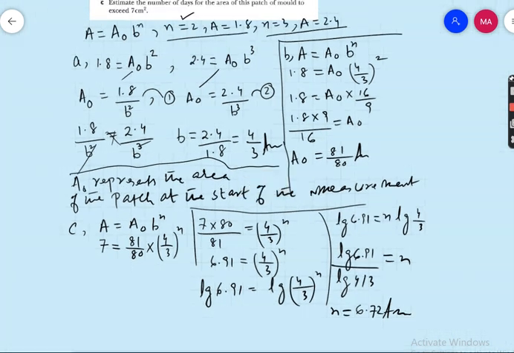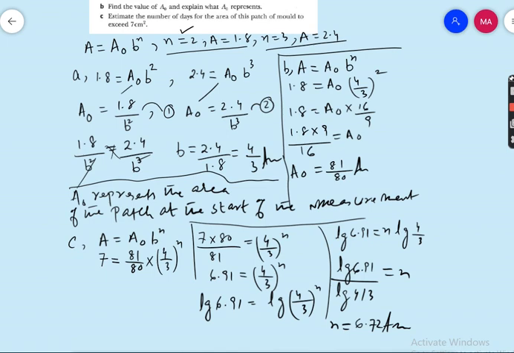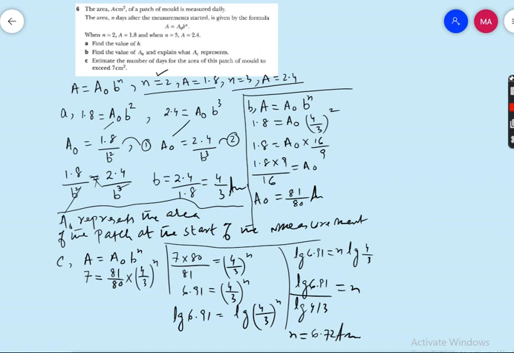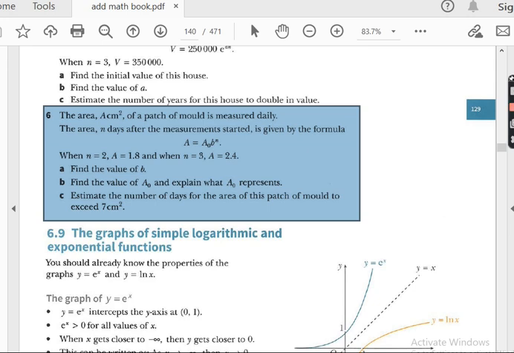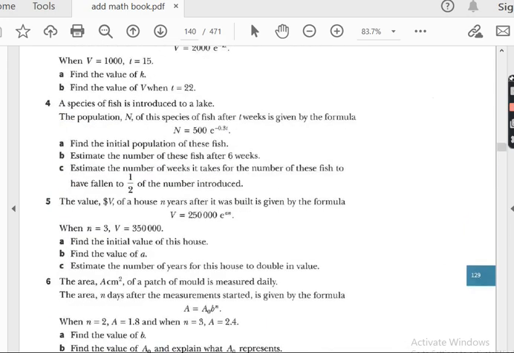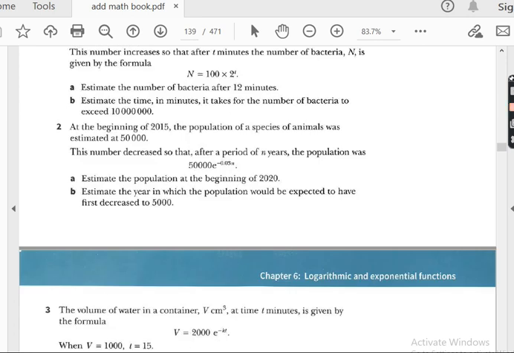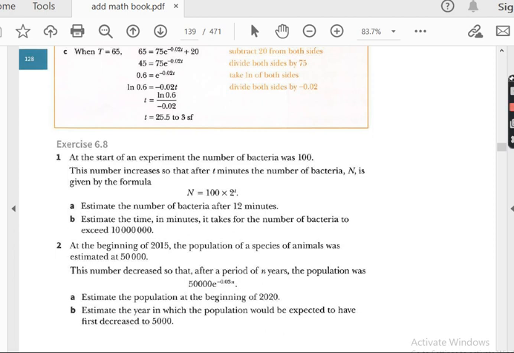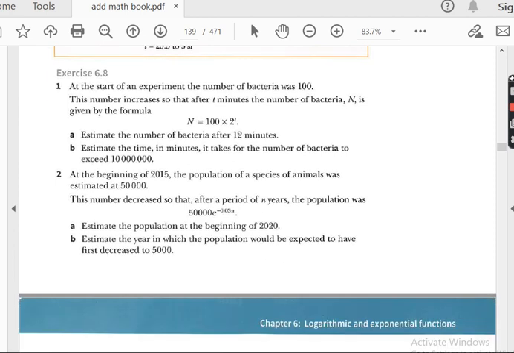Here is the summary. This is the summary of question number 6. And now the exercise has finished. So this was your request. I always respect students' request. That's why I did complete exercise 6.8 for them.